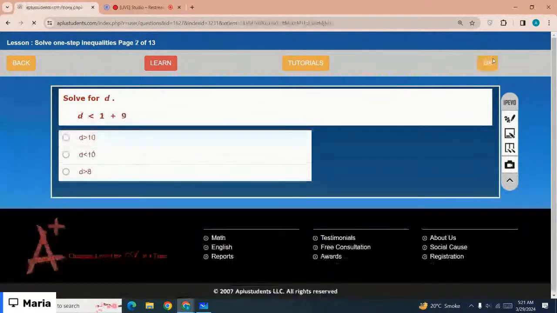Okay, the next one is solve for D, which is the correct option. The correct option is D is less than 10, right? 9 plus 1 equals 10. So that is D is less than 10. Option number 2 is the option.